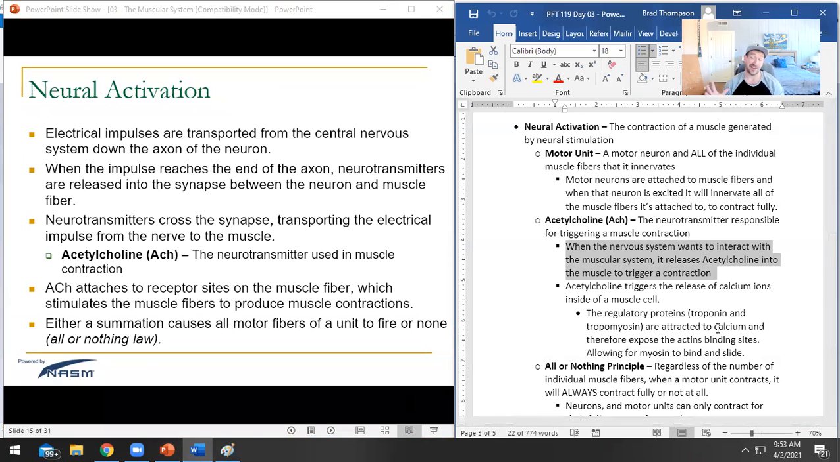So troponin and tropomyosin are really attracted to calcium. And so what happens when acetylcholine binds to a muscle fiber is the muscle fiber releases any stored calcium that it has into that area. And so now there's all this calcium in there, and those blockers are attracted to that calcium. So they move away, and then that exposes the binding sites, right?